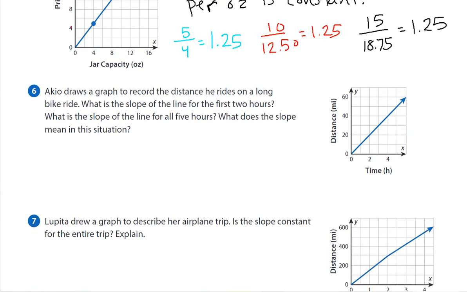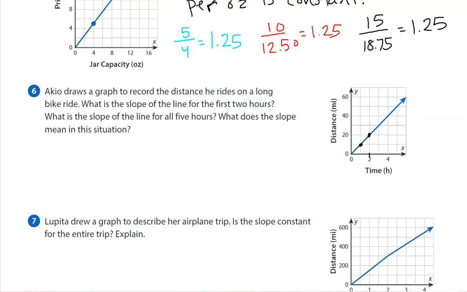Okay, number 6. Akio draws a graph to record the distance he rides on a long bike ride. What is the slope of the line for the first 2 hours? What is the slope of the line for all 5 hours? What does the slope mean in this situation? Okay, so let's see the first 2 hours. Here's the first 2 hours right here. So here it is at 2 hours, and we can pick any points under that, right? It's easier math when you keep the dots as close together on the line as you can. So let's just keep it easy.